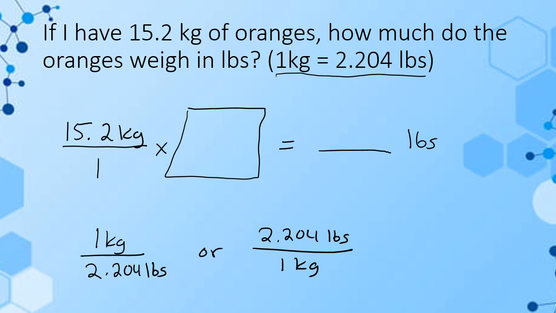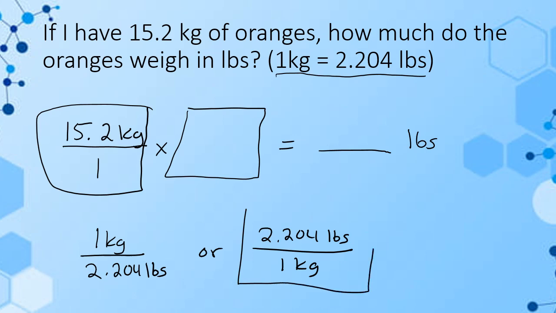Since kilograms is in the numerator here, I want to pick the conversion factor with the kilograms in the denominator, which would be this guy here. So here I'm going to put 2.204 pounds per 1 kilogram. Because kilograms is on top here and kilograms is on bottom here, when I perform the calculations, kilograms will be canceled out, leaving me with pounds, which is what I want my answer in.